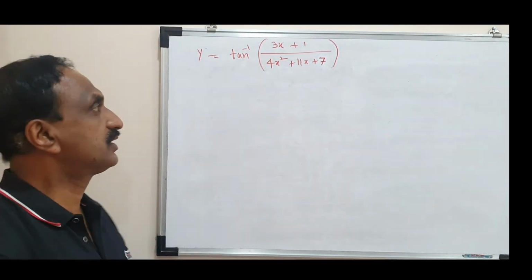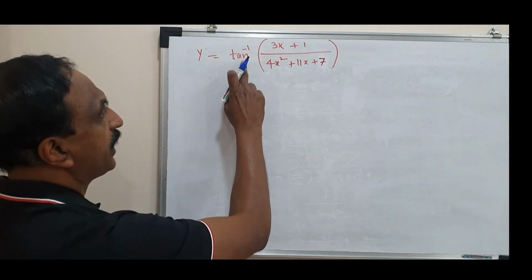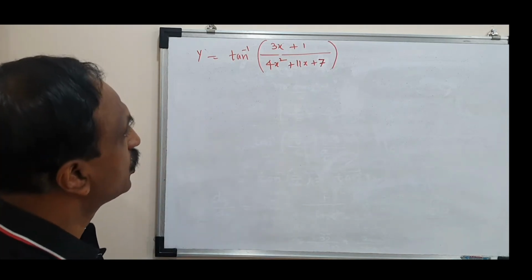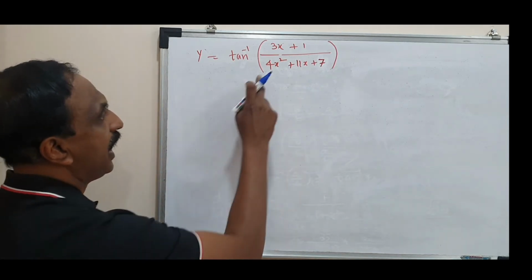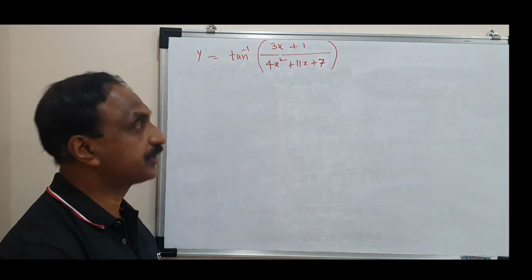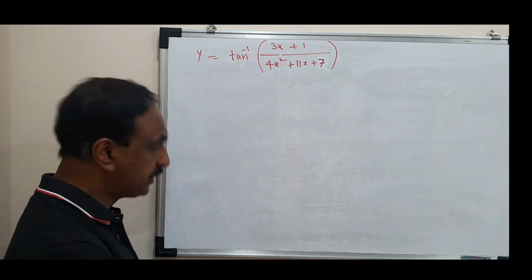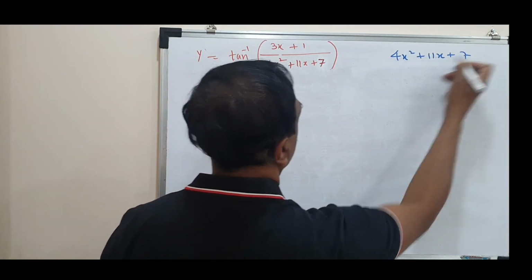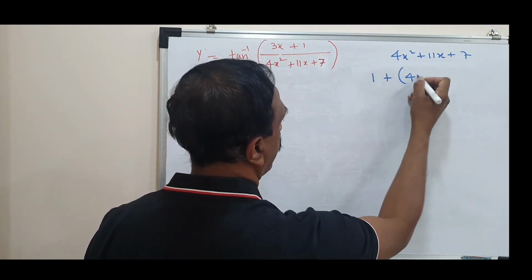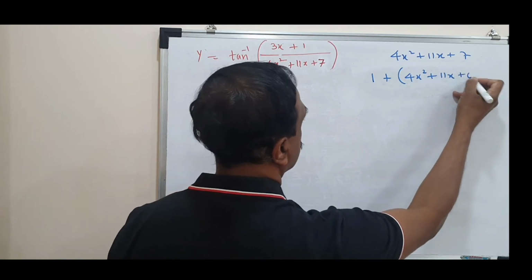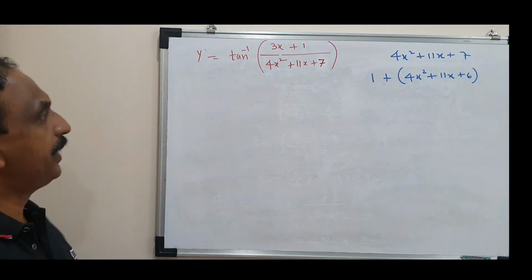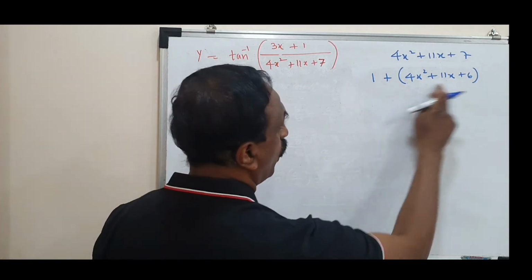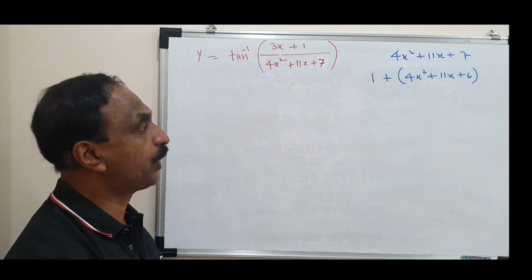Now let's have a look at this interesting problem. You can see tan inverse of 3x plus 1 upon 4x squared plus 11x plus 7. So what I'm going to do here is, I need 1 as the denominator's first term. So I will split this 4x squared plus 11x plus 7. I need a 1, so 4x squared plus 11x plus 6. First of all, I made it into the form 1 plus. Now I have to make it into the form a into b. I want to make it into a product.